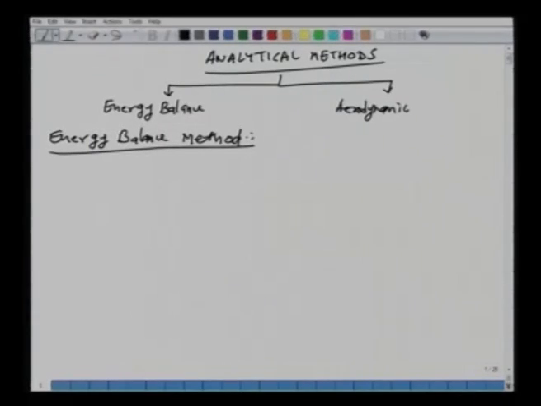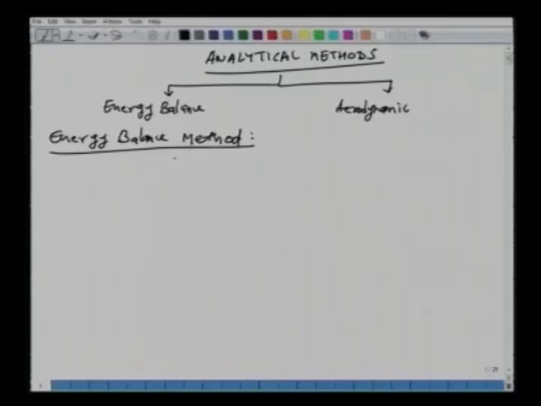In the energy balance method, what we will do is we will apply the continuity and energy equations. As the name suggests, it uses the energy balance. So, it is a combination of the continuity equation and then also the energy equation. So, the energy balance method consists of the continuity equation and the energy equation.